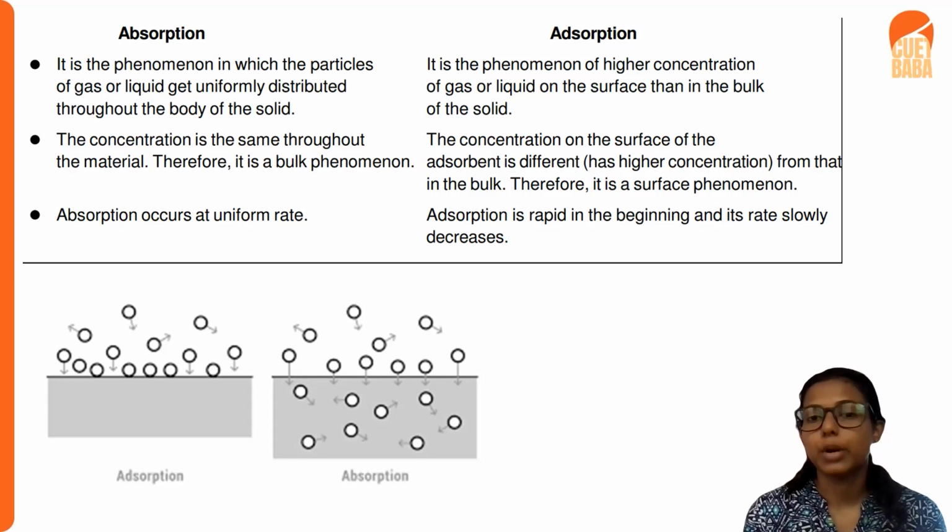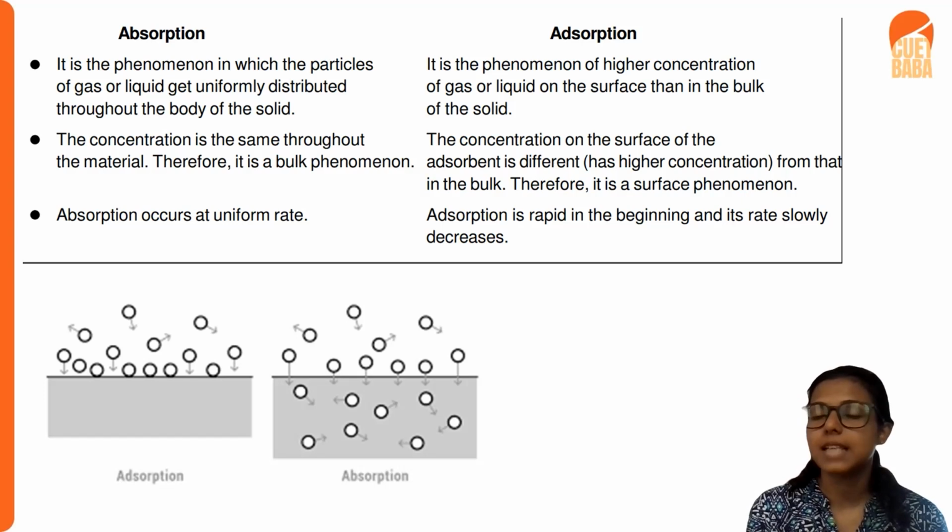When we discuss adsorption, it is the phenomenon of higher concentration of gas or liquid on the surface than in the bulk of the solid. So in adsorption, there will only be an accumulation or higher concentration of the gas or liquid that gets adsorbed on the solid phase. That is, the solid is adsorbing the gas or the liquid. So there will be a higher concentration of gas or liquid only on the surface of the solid. The concentration on the surface of the adsorbent is different from that in the bulk. Therefore, it is a surface phenomenon.